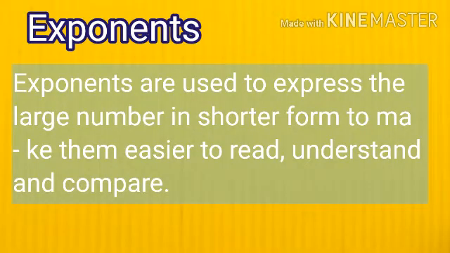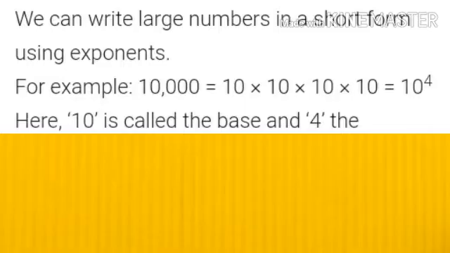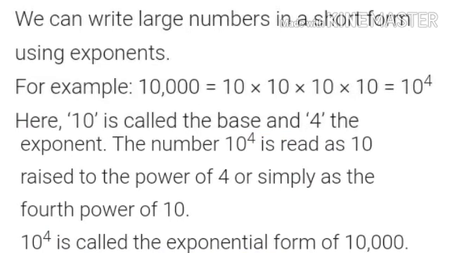Exponents. Exponents are used to express large numbers in shorter form to make them easier to read, understand and compare. We can write a large number in short form using exponents. For example, 10,000 is equal to 10 into 10 into 10 into 10, which means 10 raised to the power of 4, or simply the fourth power of 10. 10 is called the base and 4 the exponent. 10 raised to the power 4 is called the exponential form of 10,000.